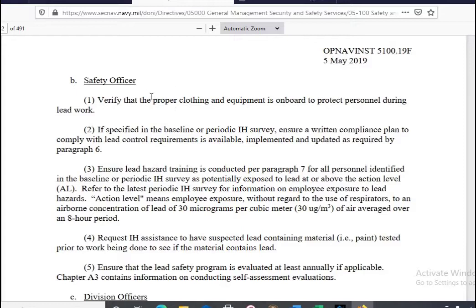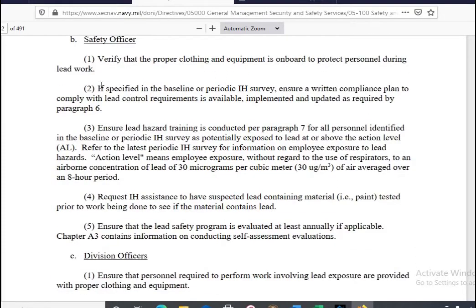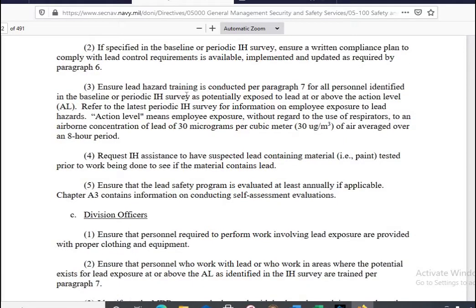Safety officer. So verify that the clothing and equipment's on board. So CO, make sure we have the money. Safety officer, make sure we have it. They do their periodic industrial hygiene survey, which is not specified in this chapter. Let's see. Ensure that lead hazard training happens.